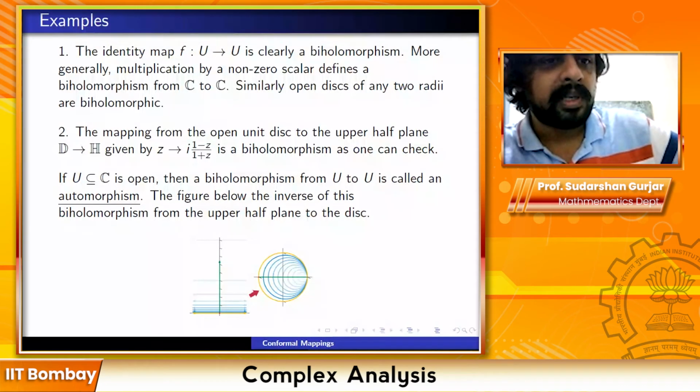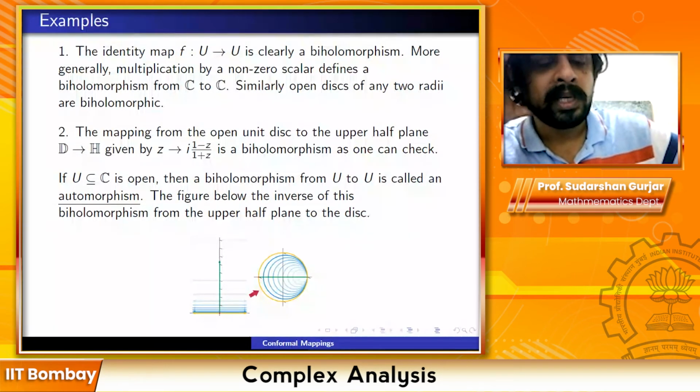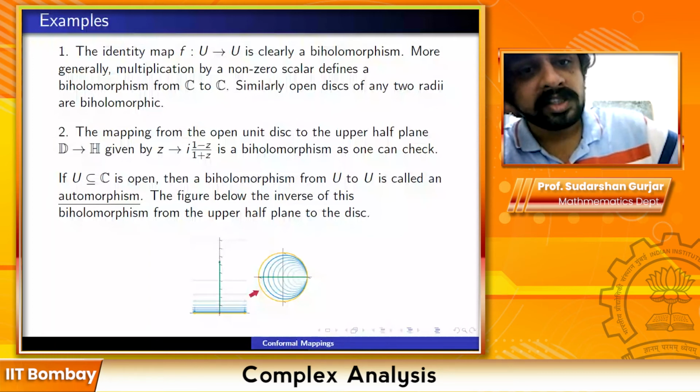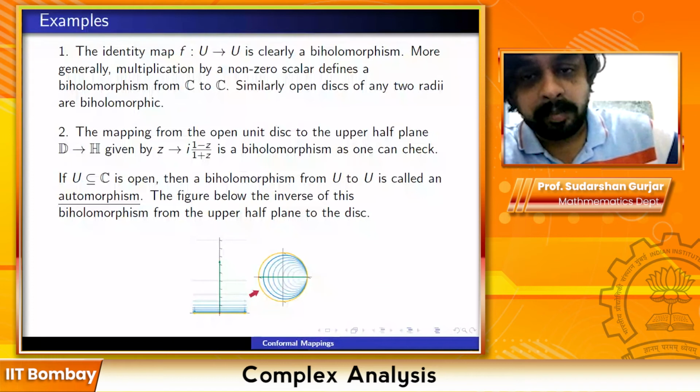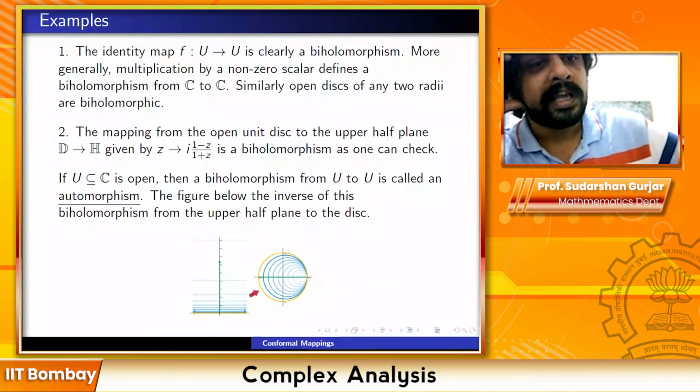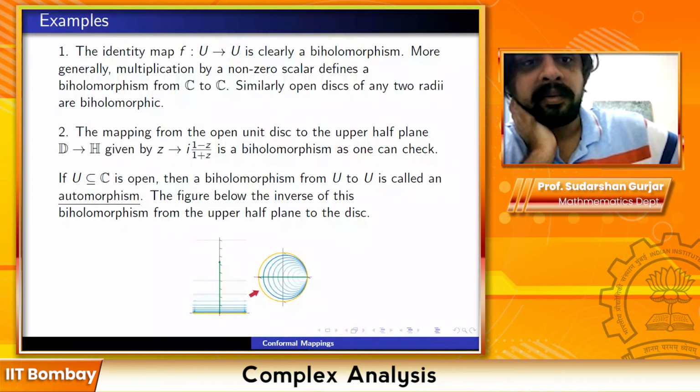A non-trivial example is the mapping from the open disk to the upper half plane. So take the open disk and take the upper half plane. Upper half plane means imaginary part strictly bigger than 0, the so-called strict upper half plane, which is an open set. H, in other words, is the set of complex numbers z for which the imaginary part of z is greater than 0. That is my definition of H, the strict upper half plane.